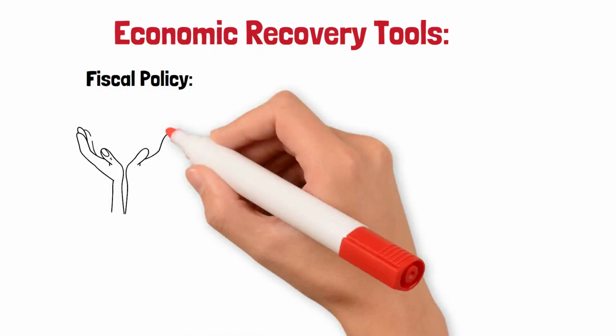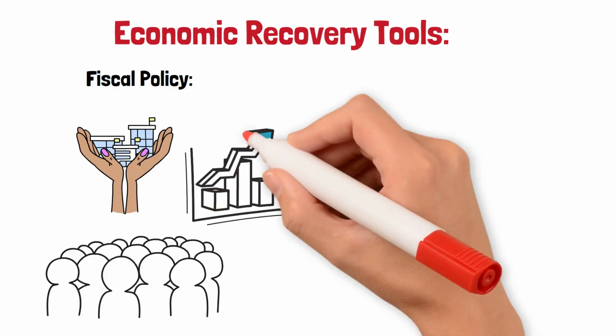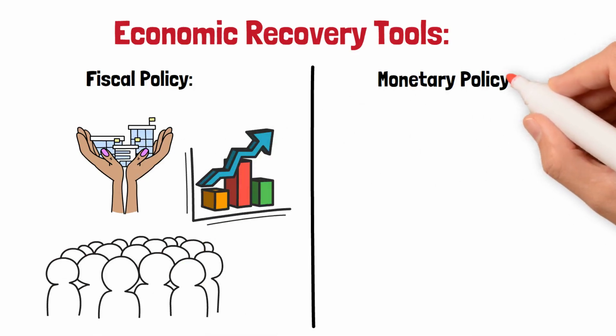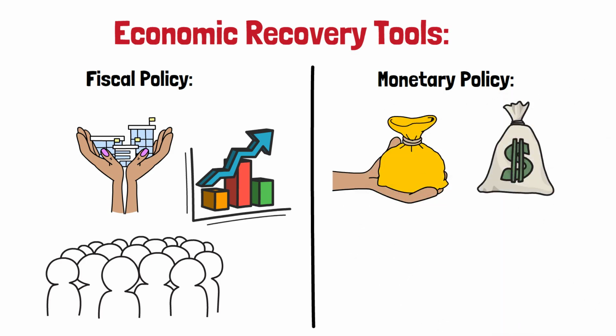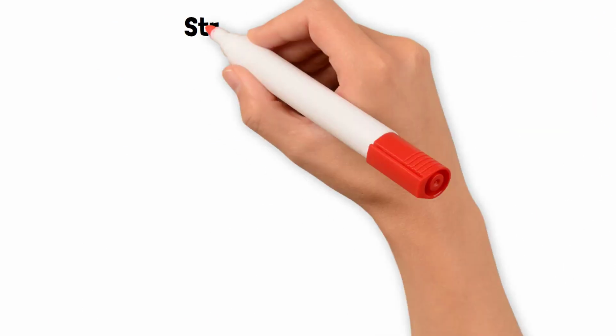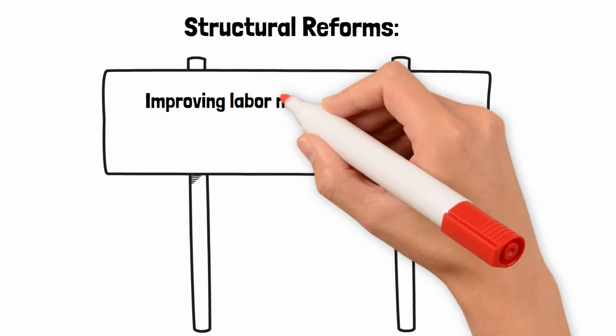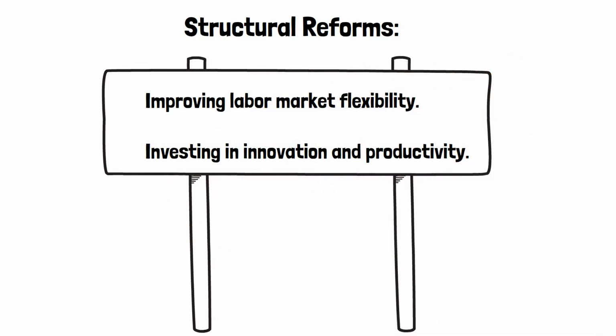Economic recovery tools. Fiscal policy, government spending on infrastructure and social programs, tax cuts to boost consumer spending. Monetary policy, lowering interest rates to encourage borrowing and investment. Quantitative easing, injecting money into the economy. Structural reforms, improving labor market flexibility, investing in innovation and productivity.